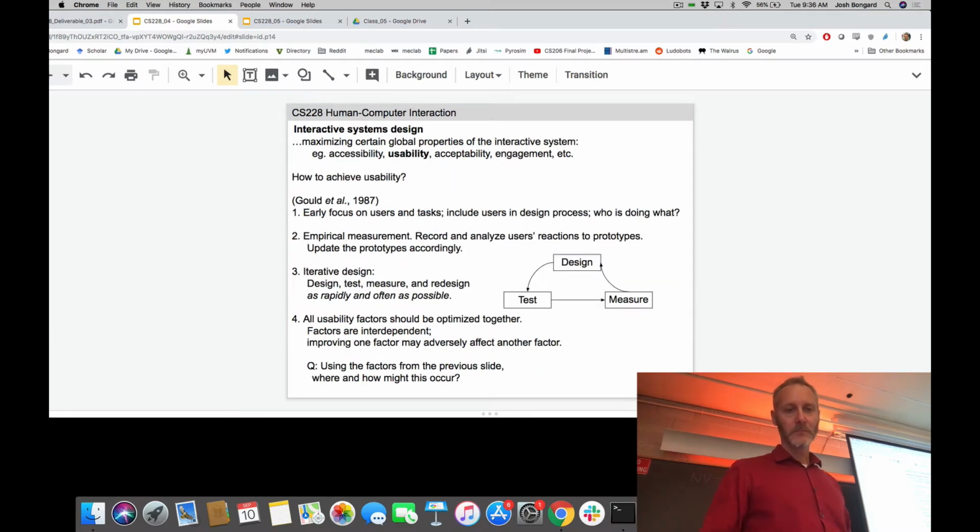Okay. So let's dig down a little bit further into usability. How do we actually start to turn these things into measurable metrics? So now we're kind of focusing again on design process. Throughout HCI, we'll see this in different ways. We want to focus early on users and tasks, early in the design process. It's very hard towards the end to fix a system to make it more usable.